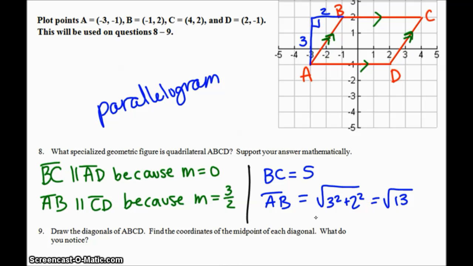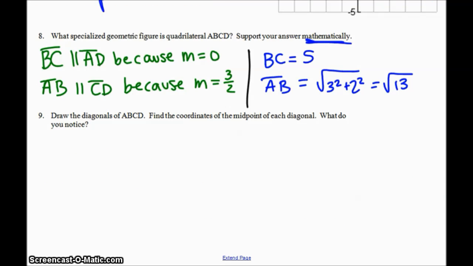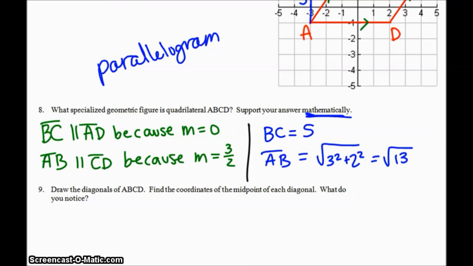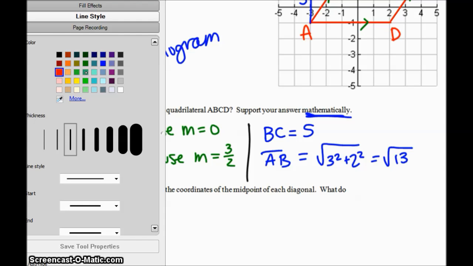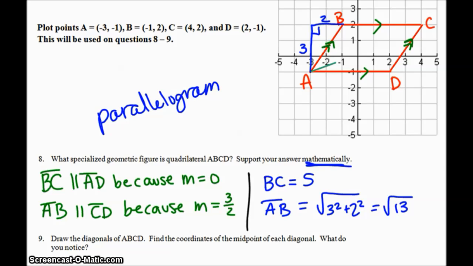Okay, you must support your answer mathematically. Some of you will forget to do that on the quiz. Alright, now it says to draw the diagonals of A, B, C, D. So I'm going to get a line tool over here. Give me just a second. Let's do a different color. Alright, and we're going to draw the diagonals from A to C and B to D.